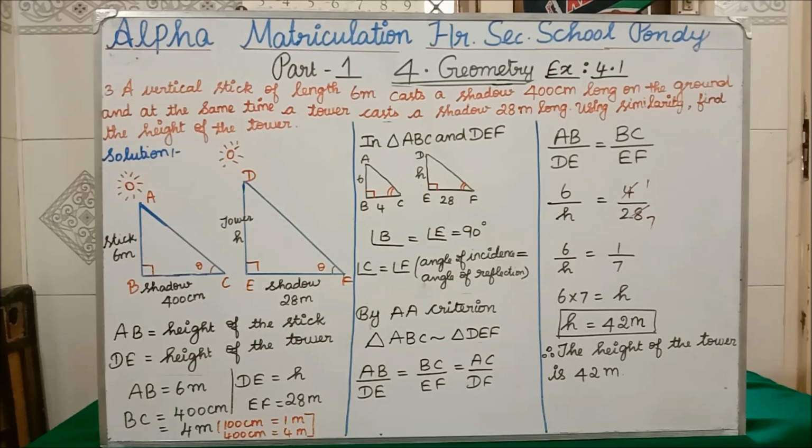Okay, what they are saying is, you consider this is the sun. To make the shadow, I have drawn the sun. It is not in the problem; for understanding, I have drawn the sun. This is the stick. The stick shadow is 400 centimeter. Similarly, the tower shadow is 28 meter. Based on similarity, we want to find the height of the tower.